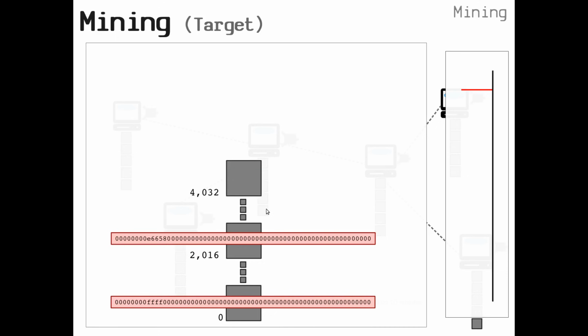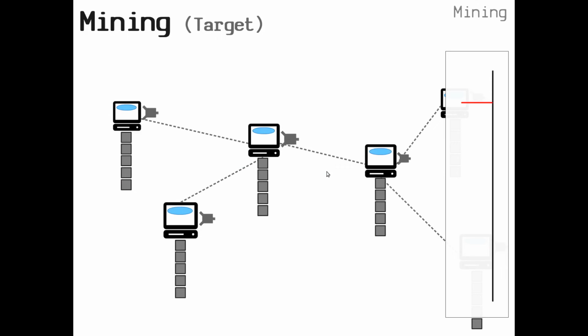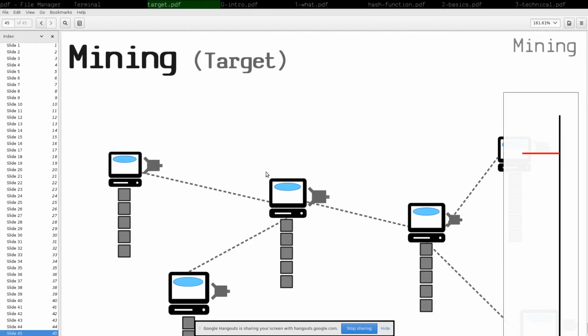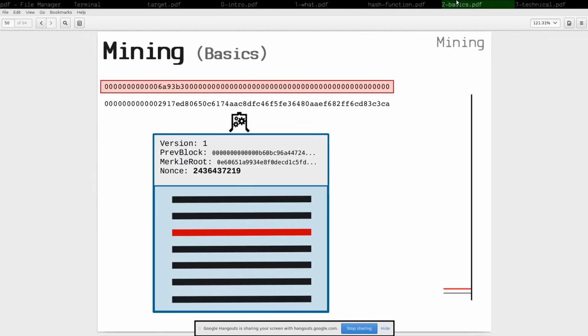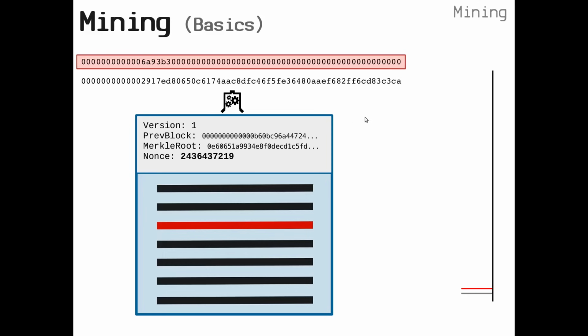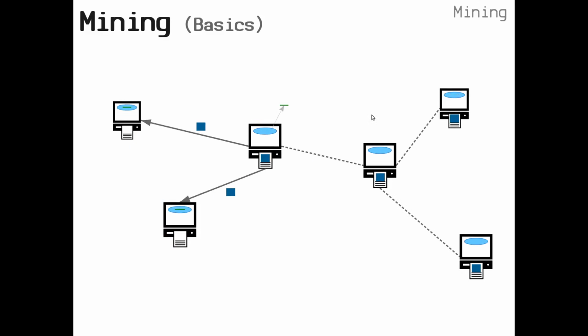Again, this happens every 2016 blocks. The same thing happens. How long did they take? What's the ratio? Okay, that was mined faster. Move it down again, like so. Okay, so that's how the target works.